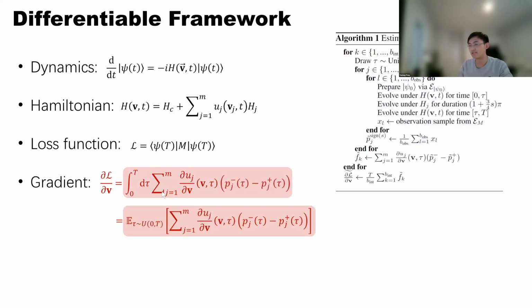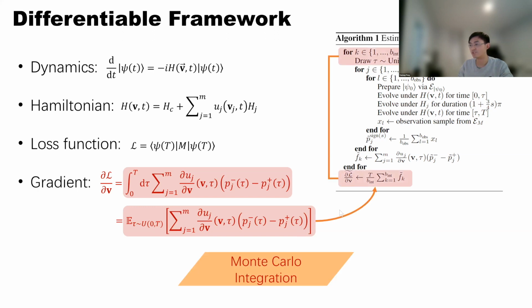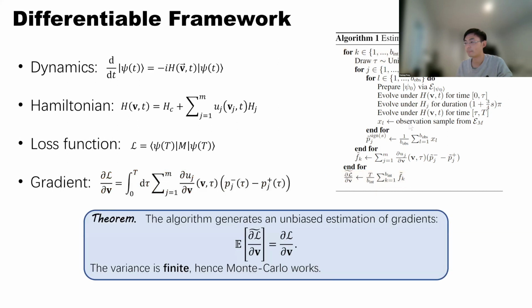We then express the integral in terms of the expectation value and a random process, and model this by a Monte Carlo integration process. You can select a number of batches here, and for each batch, you draw a random tau as an estimator and calculate the classical expression according to the measurement result on the quantum machine. We have a theorem stating that the algorithm produces an unbiased estimation of gradients, and the variance is finite, so the Monte Carlo integration works well enough for you to estimate the gradients.